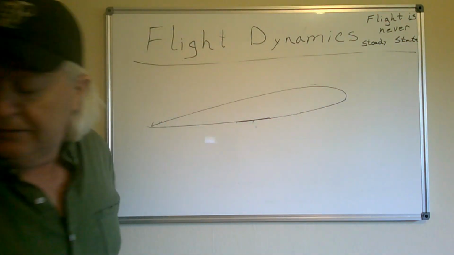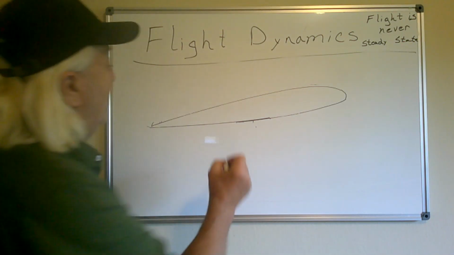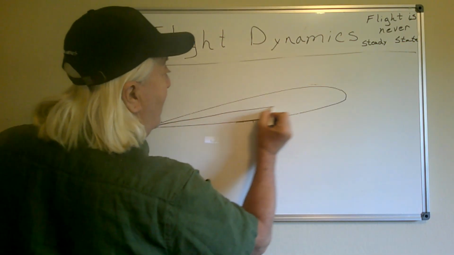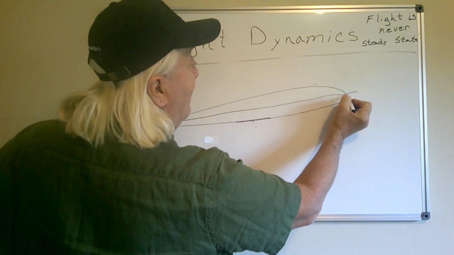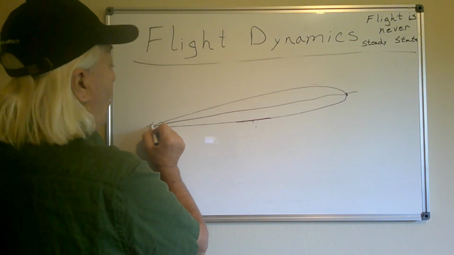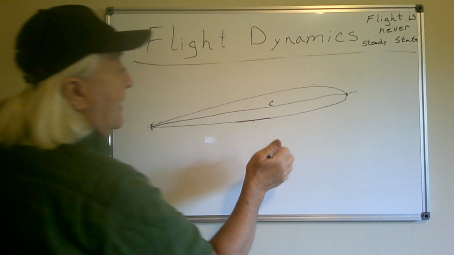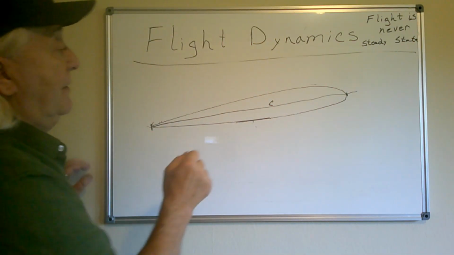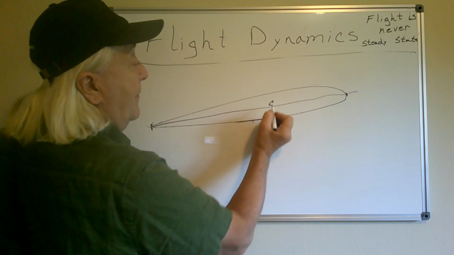We have a chord line. Do I have a straight edge here? I don't have a straight edge. Now you're going to watch me try to draw a straight line. Artists can do this so well, and I cannot. That's not too bad. I got a little wavy at the end. Okay, the chord line, C, is the maximum distance from the nose of the airfoil to the trailing edge. That is the chord of the airfoil.